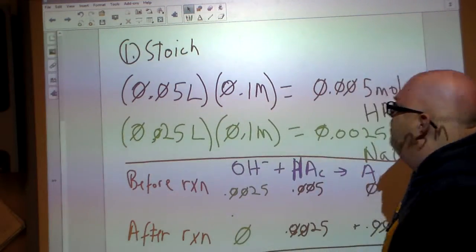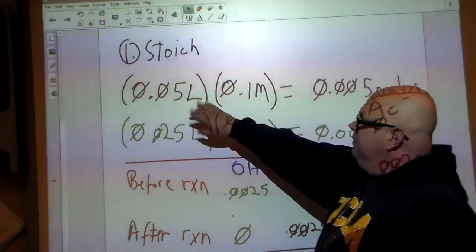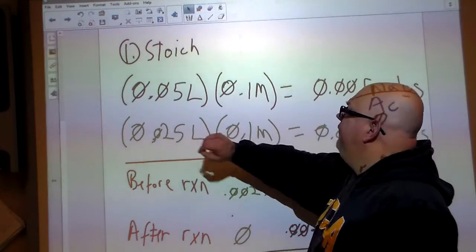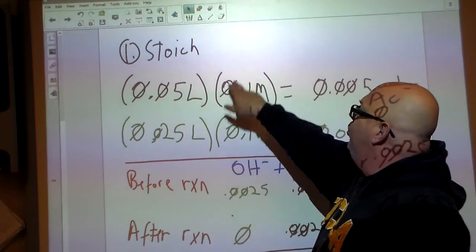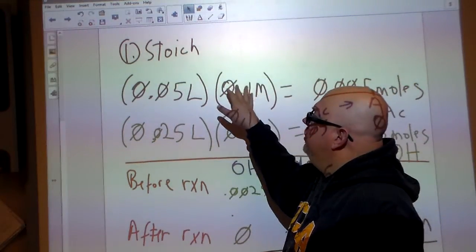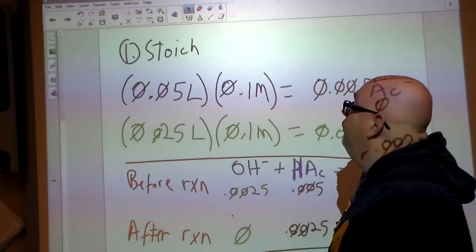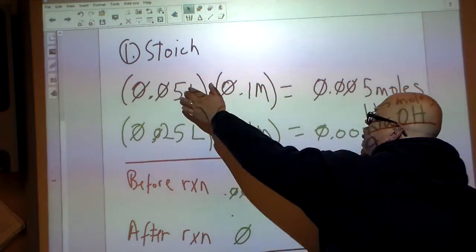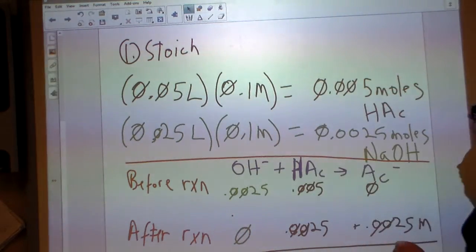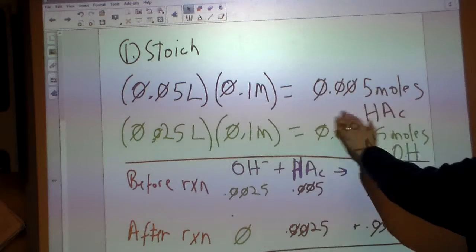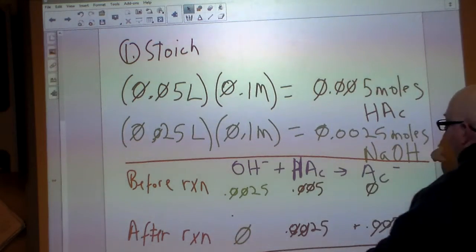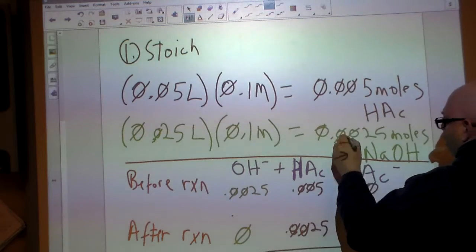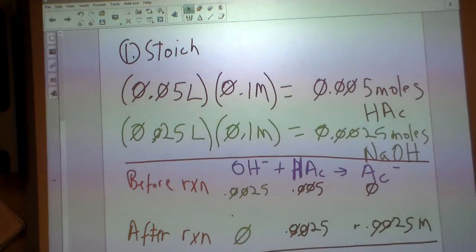Let's look at our stoichiometry. We had 50 milliliters and 25 milliliters. So 50 milliliters of our acid times 0.1 molar. Remember, concentration is moles over liters, so if we multiply our concentration times our volume, that gives us the moles. So we've added 0.005 moles of our acid and 0.0025 moles of our strong base, our NaOH.